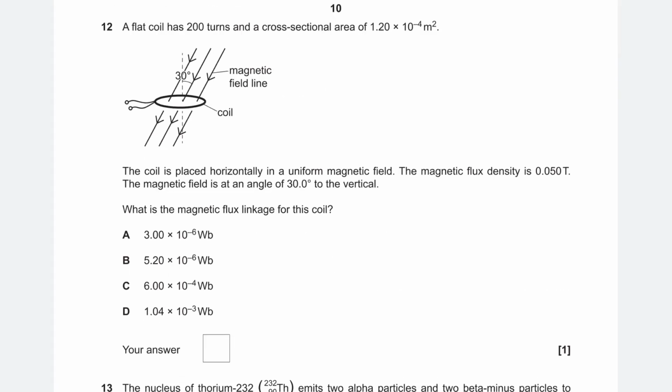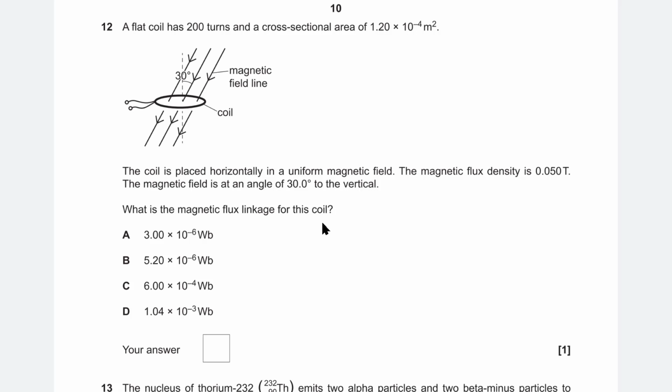Okay, moving on. We have a flat coil with 200 turns and a cross-sectional area of around 1.2 times 10 to the power minus 4 meters squared. Okay, we have normal units here. The coil is placed horizontally in the uniform magnetic field. We have the flux density and the angle. What is the magnetic flux linkage of this coil?